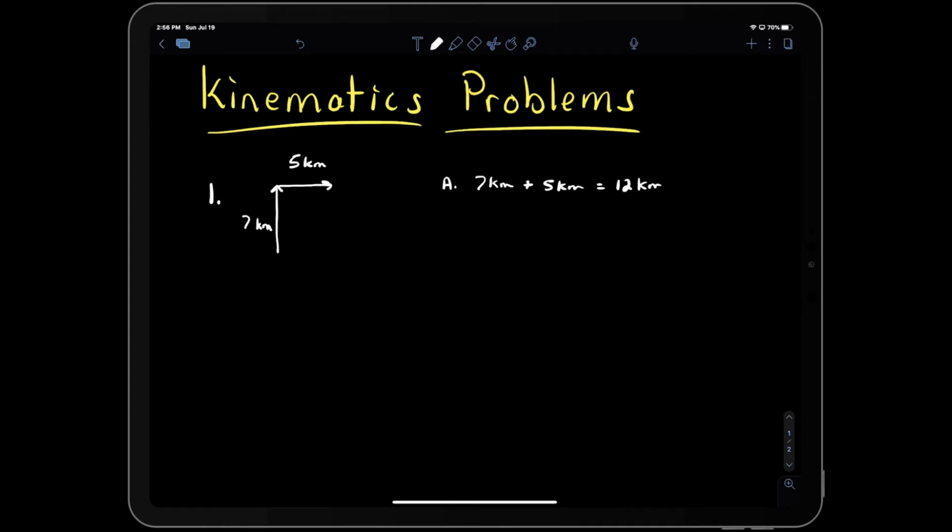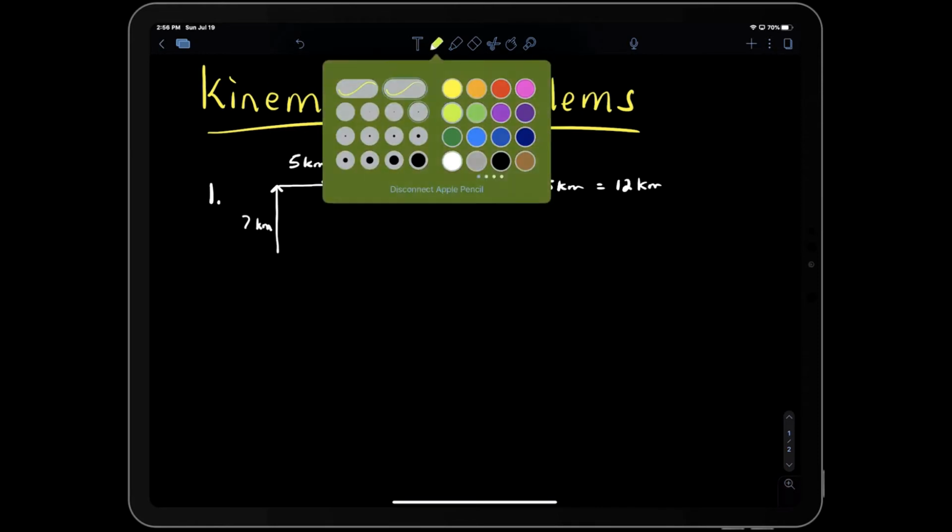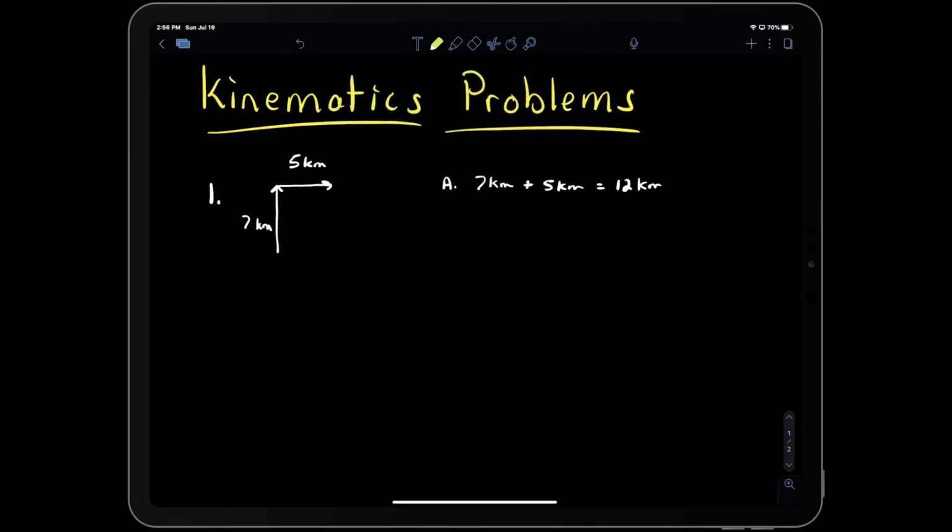But the second part, what is her displacement? Her displacement is going to bring up something that we are going to get to. It's called the resultant vector. The resultant vector is right here. For part B, displacement is how far we are from our starting point. We started here and we ended here, so if we did a straight line path between those 2 points, how far did we go?